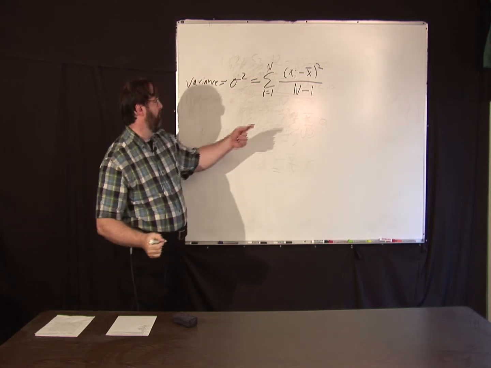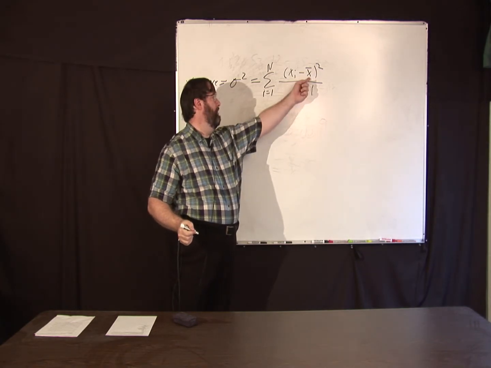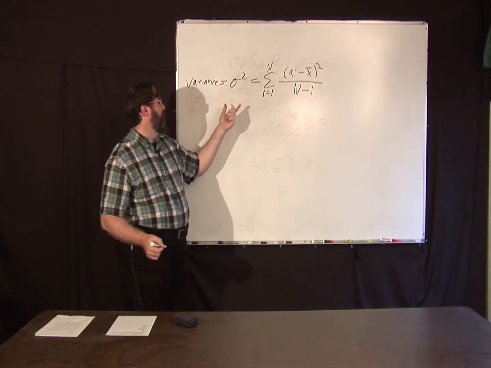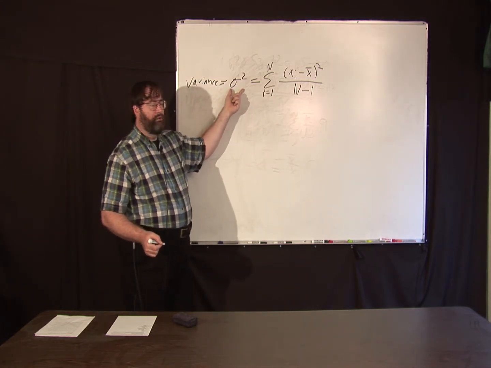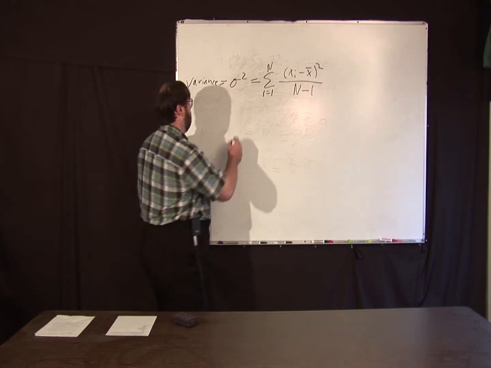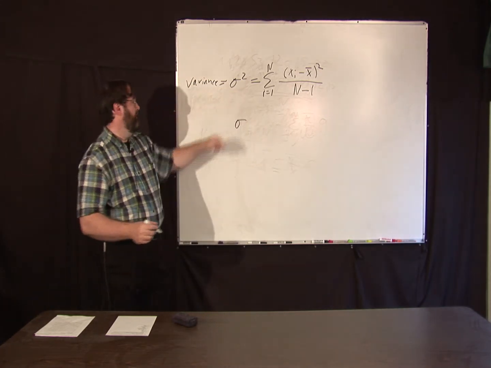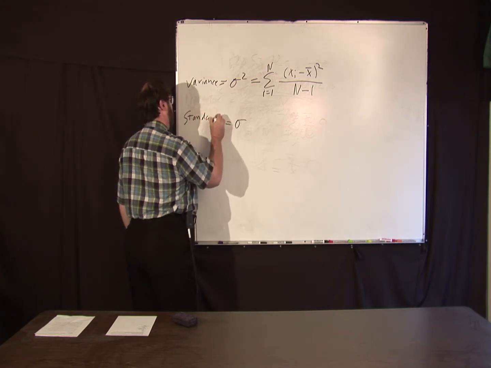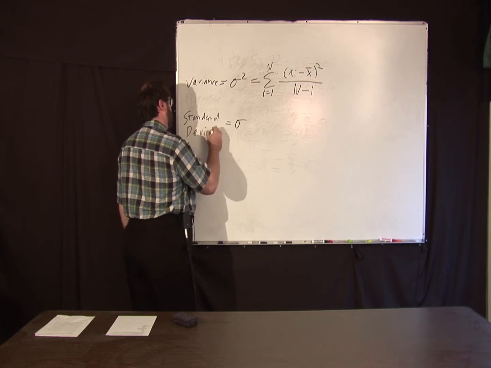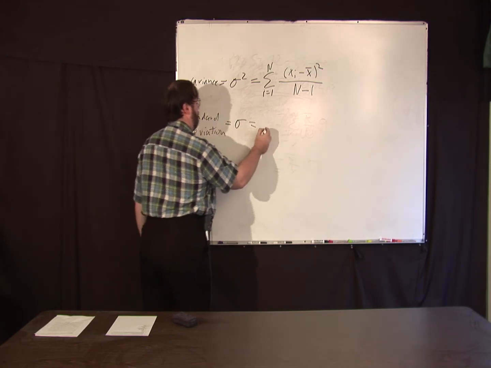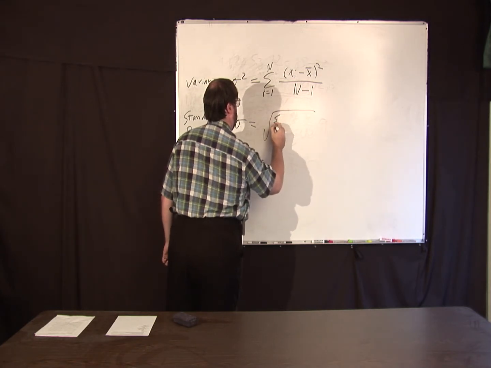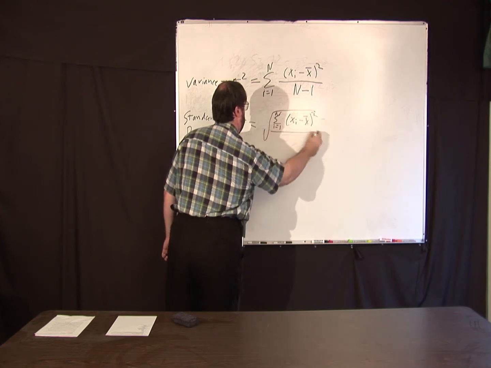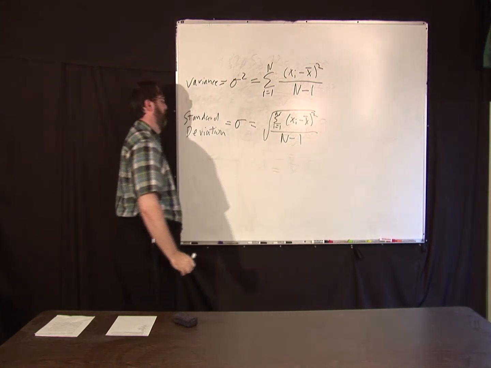Now, if this was the population, this would be mu, or if it was the sample, this is x bar, it's still the same thing. So the variance is sigma squared. And sigma, which is the square root of this, is called the standard deviation.